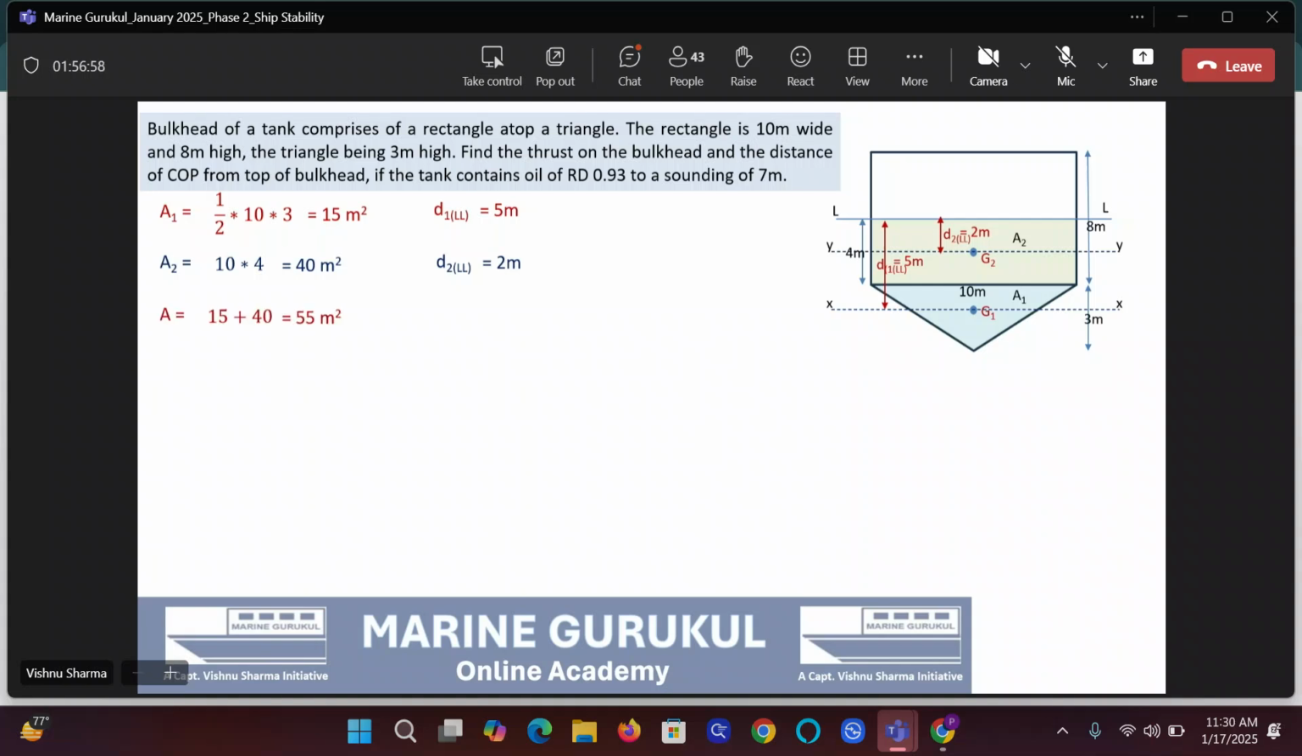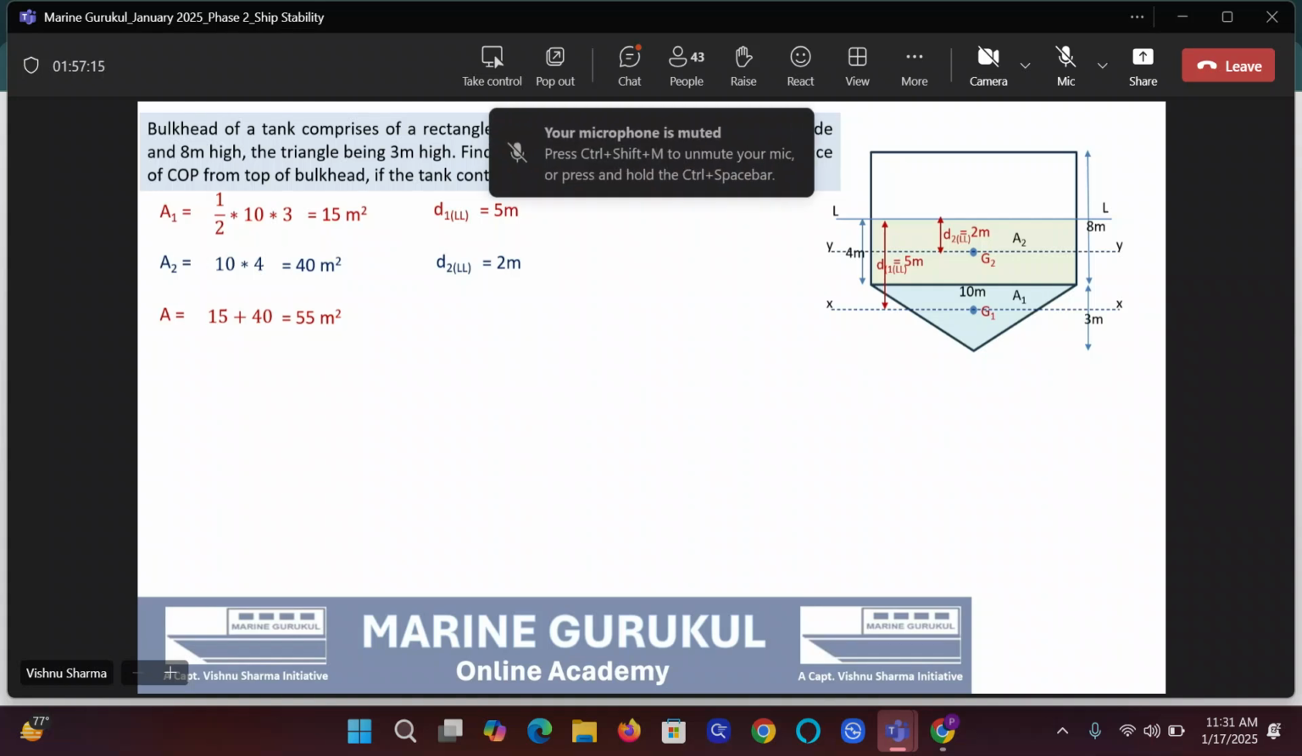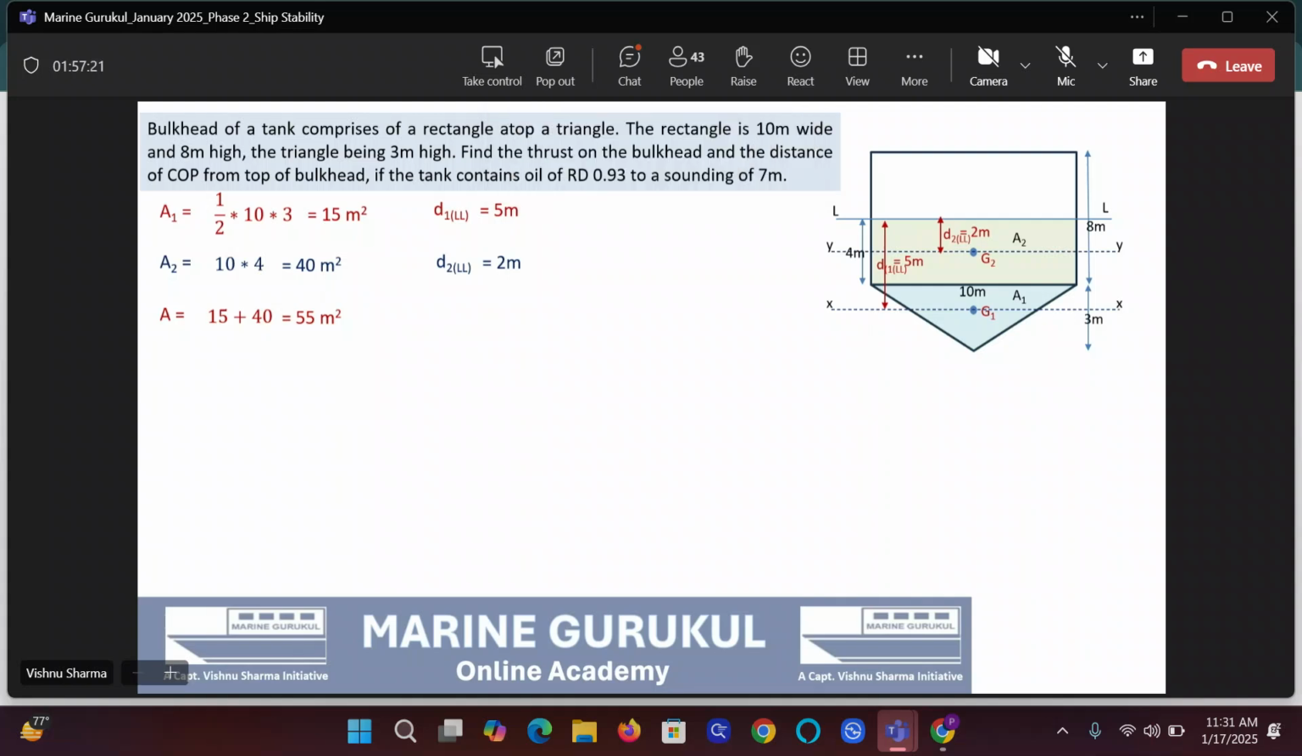55. Guys, in phase 1 you have learned how to find the geometric center of a combination. Can you find DLL now? DLL means the distance of the geometric center of the combined full immersed area, that is rectangle plus triangle, from the liquid level. How were you doing it in phase one, guys? A1 into D1LL plus A2 into D2LL upon A1 plus A2. Am I right? Yes, sir.